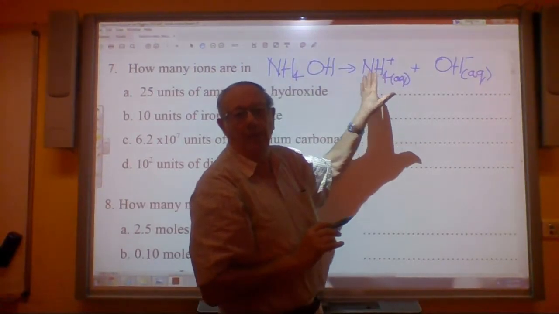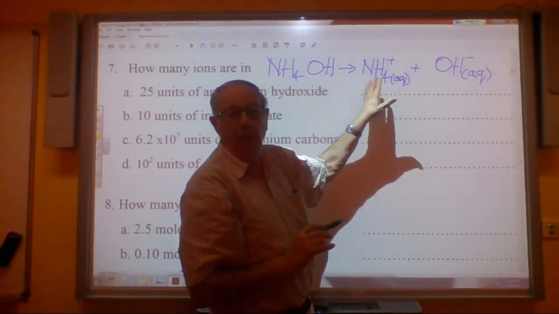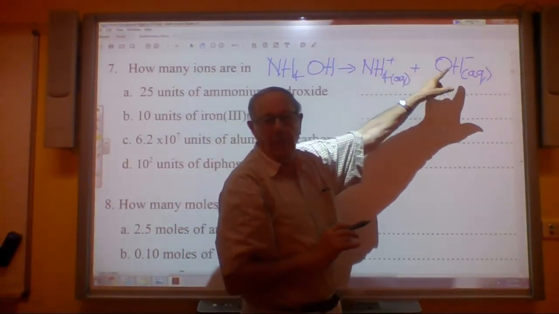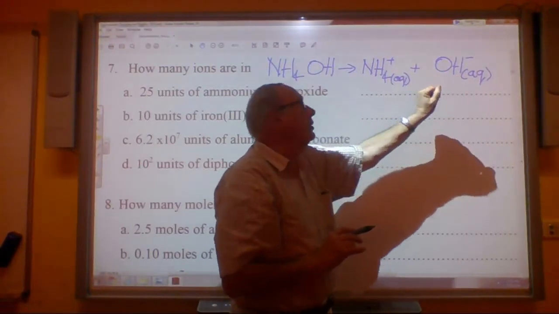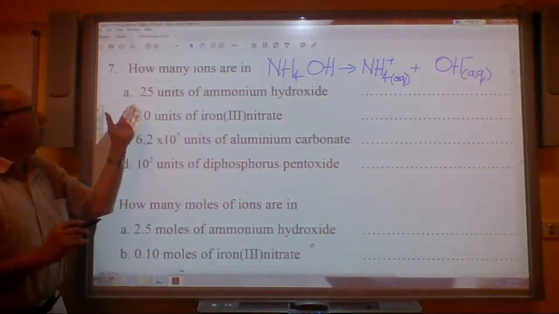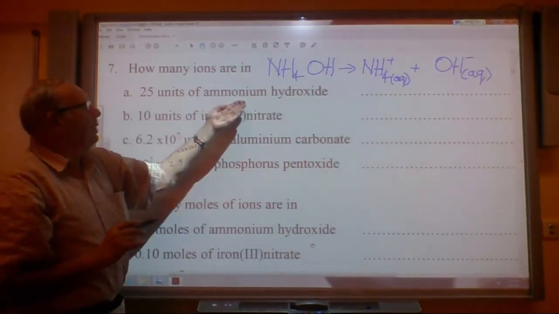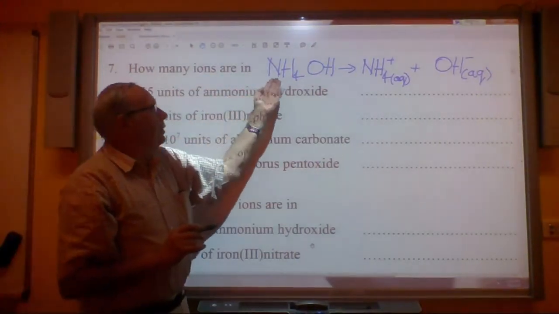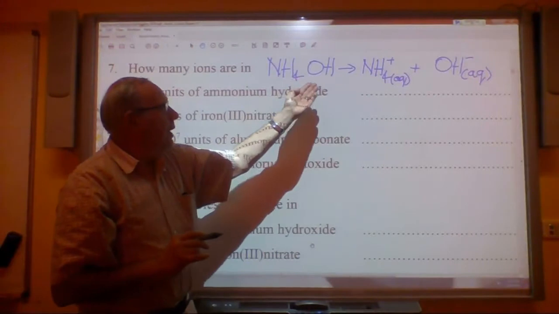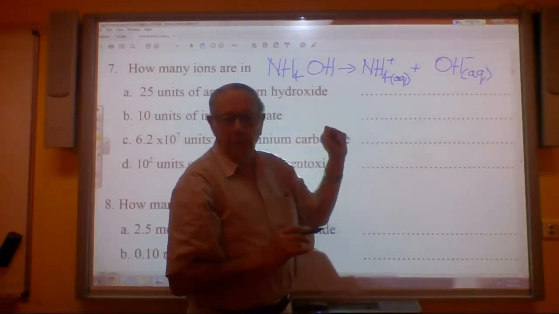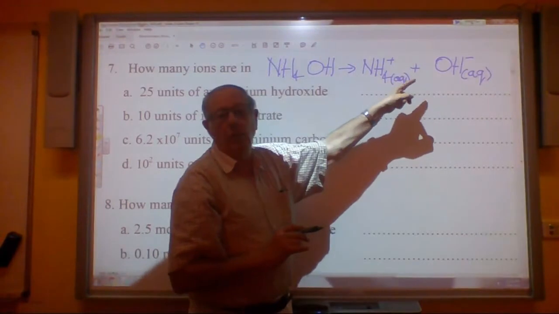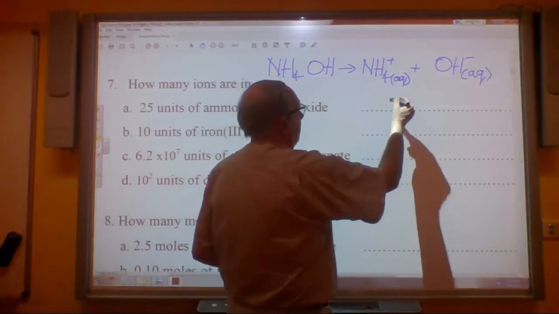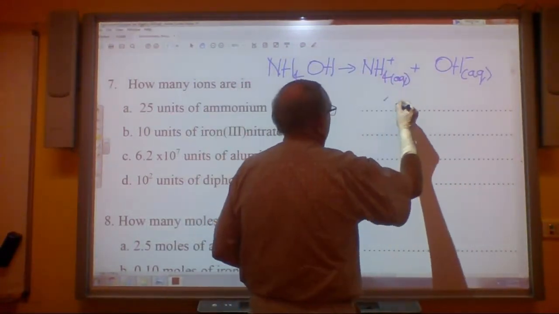An ion is an atom or a group of atoms with an electrical charge. This has a positive electrical charge. This one has a negative electrical charge. So getting back to the question, 25 units of ammonium hydroxide, how many ions are there? Well, if we've got 25 of these, each one of these breaks up into 2 parts. So our answer here is 2 by 25, which is 50.